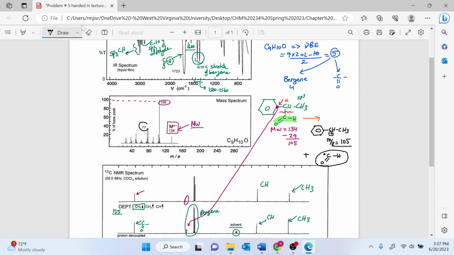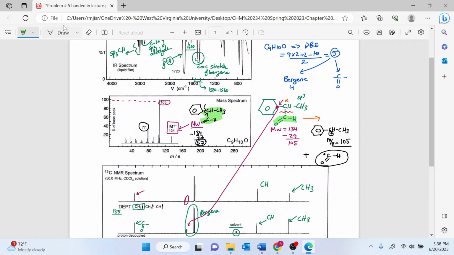We can also find the second fragment over there. And the second fragment is 77. So all you need to do is just subtract what you are going to lose from the 134 to get 77. And that is going to be a 57. So you take 134, you subtract from it 77, and that will be a 57. So 57 is this whole thing over here. This whole thing is m over z 57.